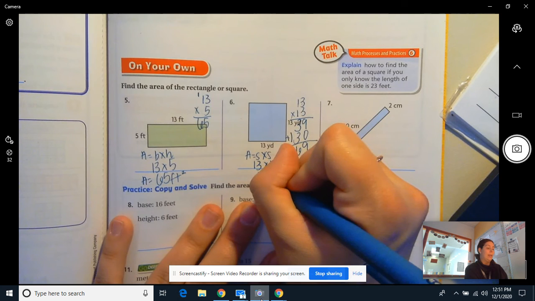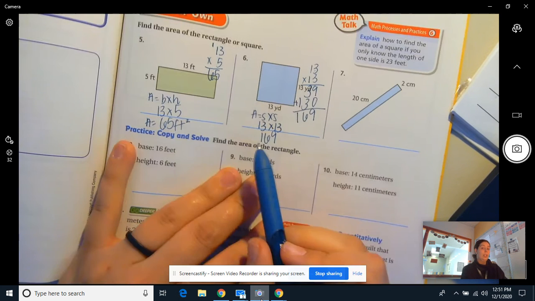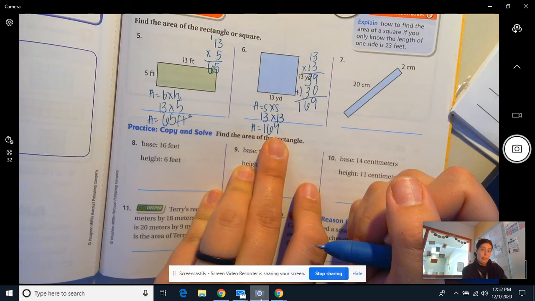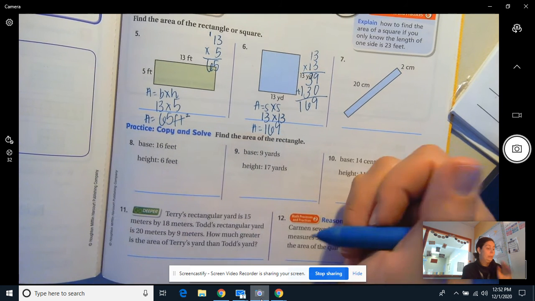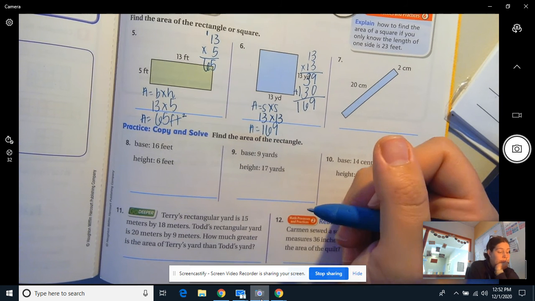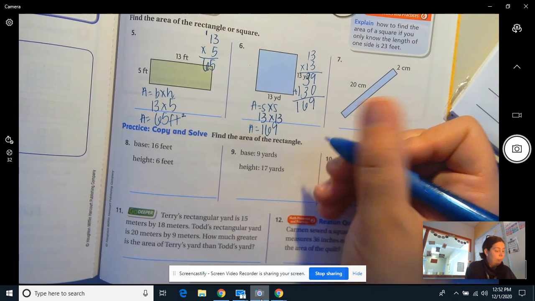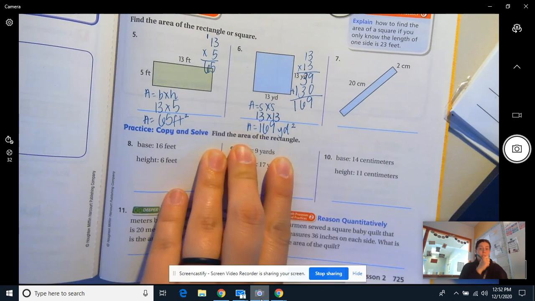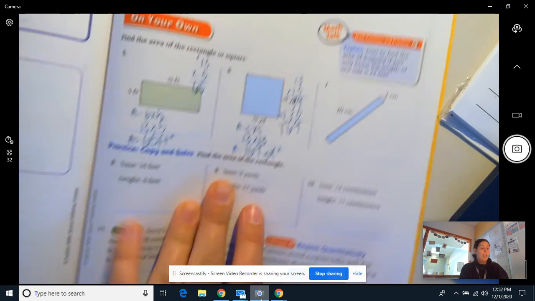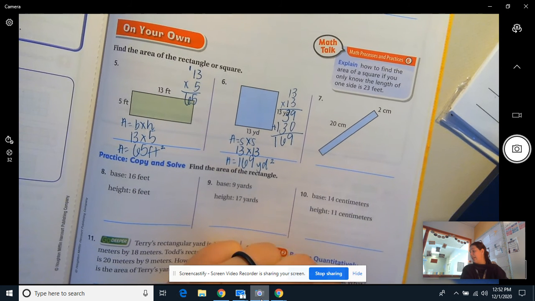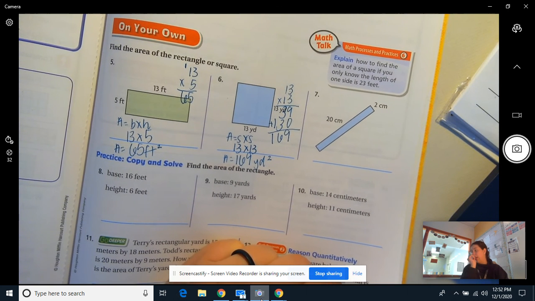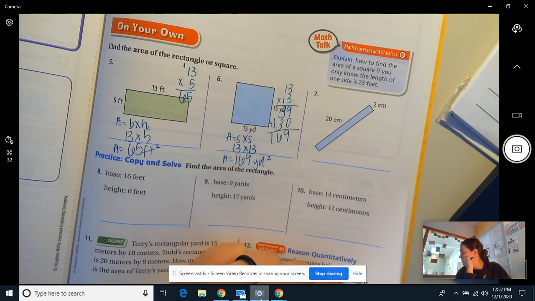Thank you. 169. How do I write my answer? I write area equals 169 what? Yards, and then you put 2. Yep, that's called squared, guys. Yards squared. If you would like to answer number 7, I need you to put an @ sign in the chat. An @ sign. That's shift 2.